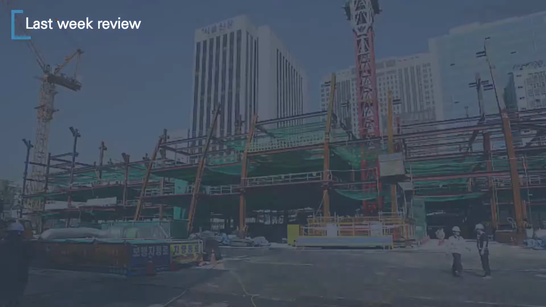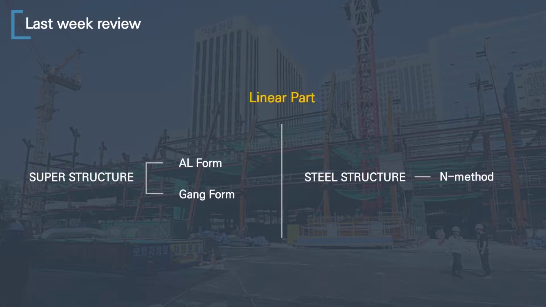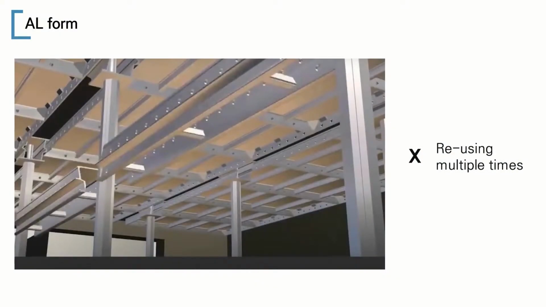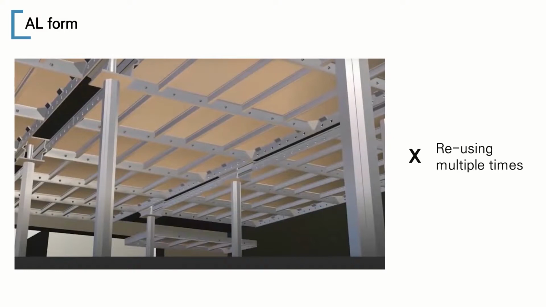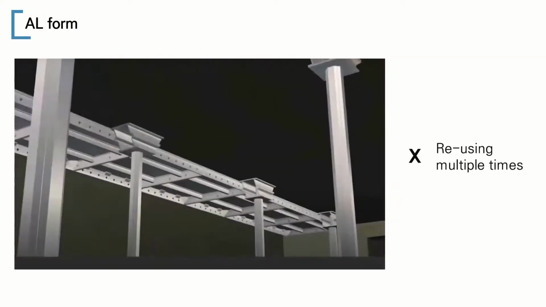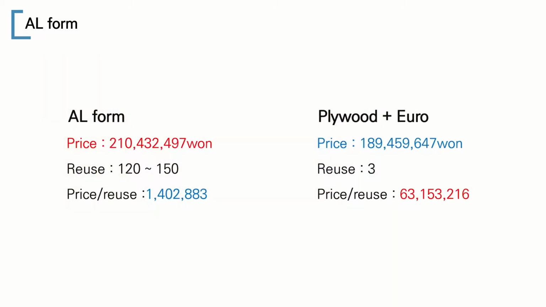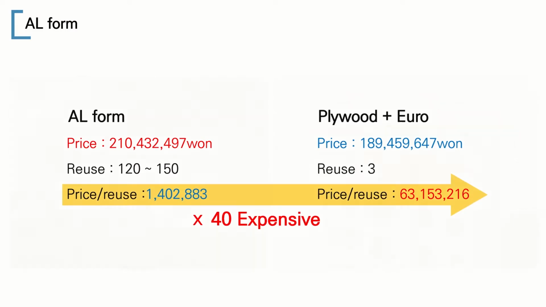Last week, we talked about superstructure and steel structure: the all form, gang form, and end method. It's a lot about the linear structure part, and we will review this briefly. The all form is used in most parts of the building. As you can see, it is an aluminum form, so it can be reused multiple times. If we consider the number of reuses, the R form is much cheaper than other forms.